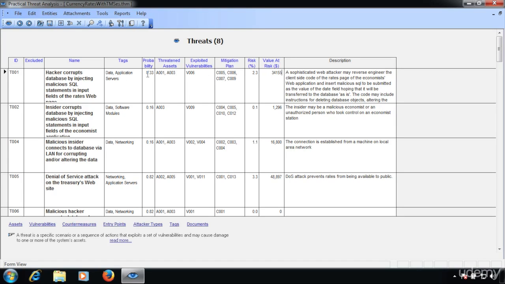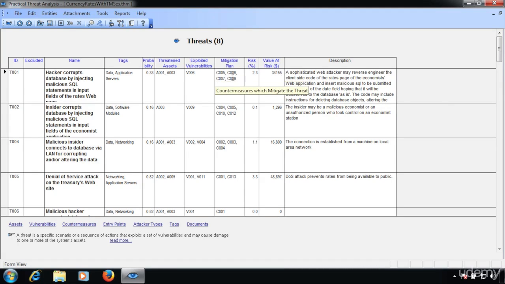Now, if the attack, which has a 0.33% probability of happening, was initiated and successful, it would threaten 2 assets because of this vulnerability, and the value at risk, or the cost or the loss to our company, would be $34,000. Now, we've implemented this mitigation or these countermeasures.